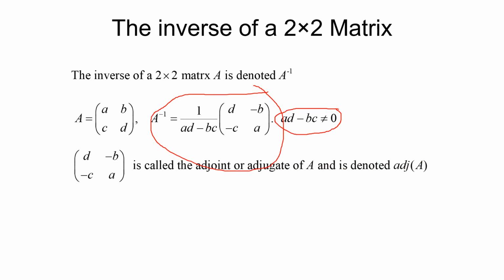And there is a term: when you swap A and D and you put a -B and -C, it is called the adjoint or adjugate of A, and it's denoted as adj A. So in matrices, the terms are very important. Make sure you get all the terms right.